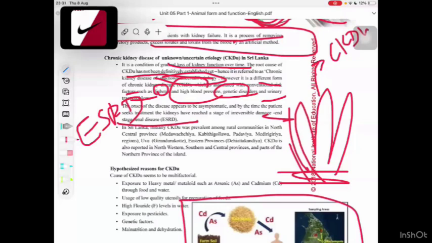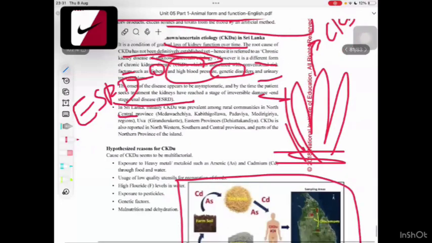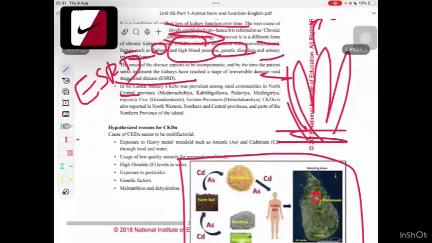Right? In Sri Lanka, initially CKDU was prevalent among rural communities in the North Central Province. North Central Province means over here, right? That means Medawachchiya, Kebithigollewa, Padaviya, Medirigiriya regions, right? Those are the four regions. Try to remember these regions. I memorized these things. I don't know whether they would come or not, but to be on the safe side, I memorized those things, right? You could also do that, because no one tells us to study this part and that part. It's our responsibility to study everything and go, right?